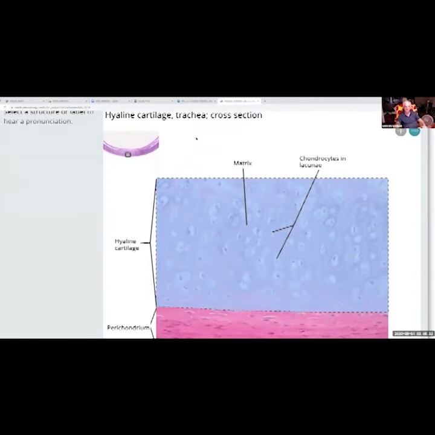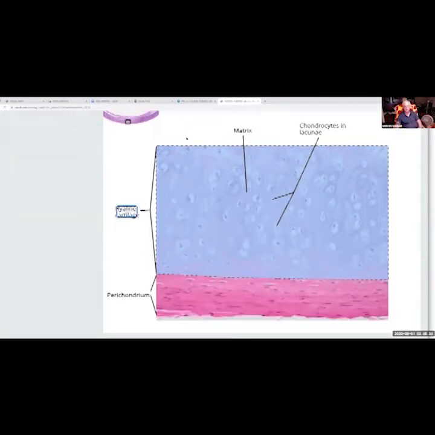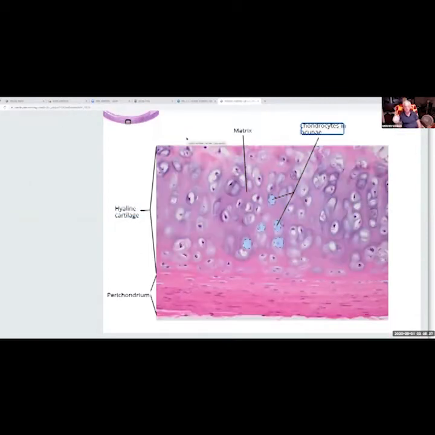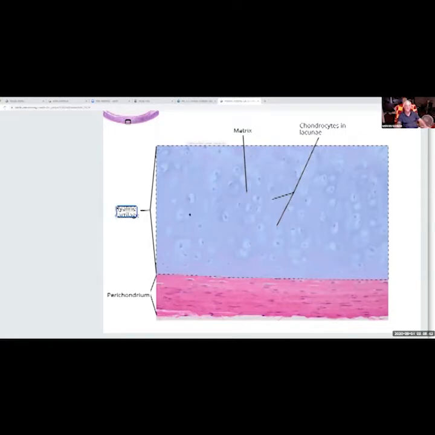This is a good example of the lacunae. You can see the space, a little white area. You can see the cell sitting right inside of it. Okay, perichondrium is your outer layer of cartilage, and the hyaline cartilage is inside. It's composed of lacunae with chondrocytes, and then the matrix around it.